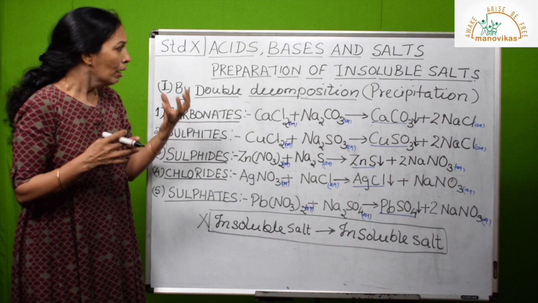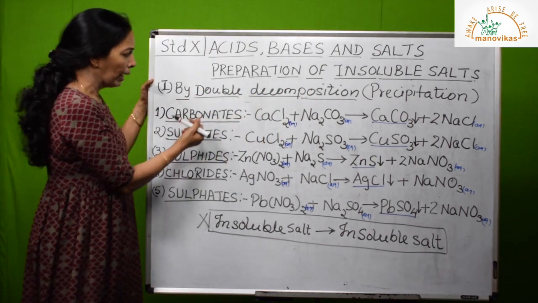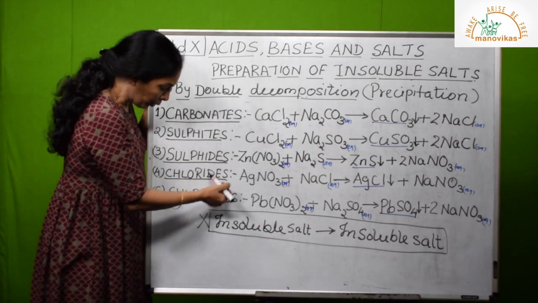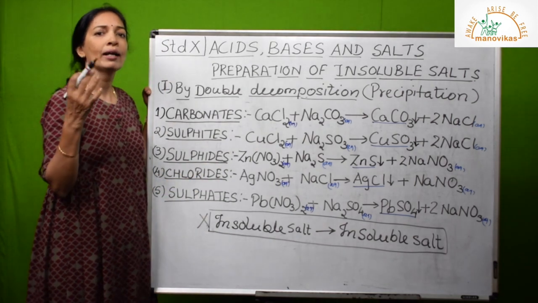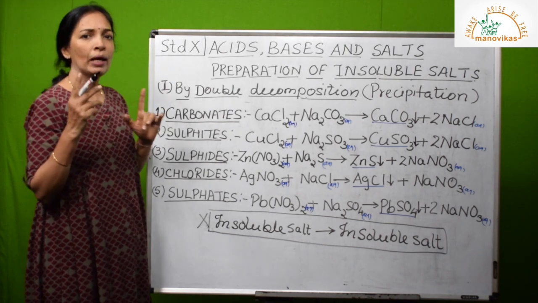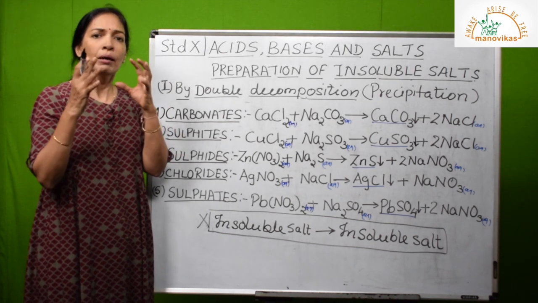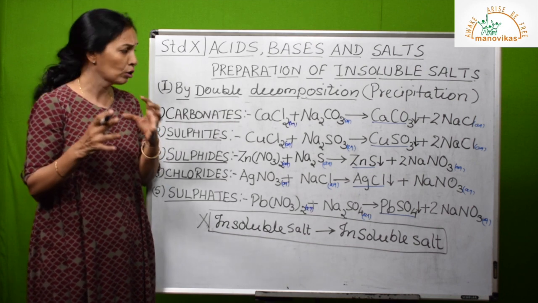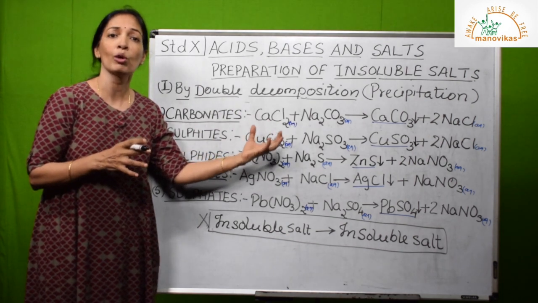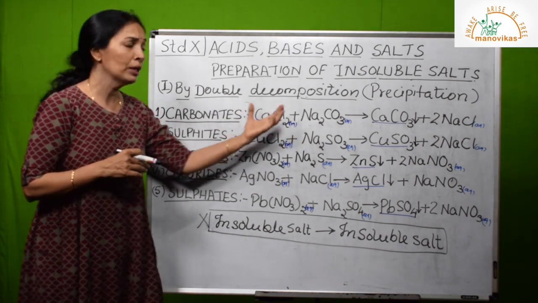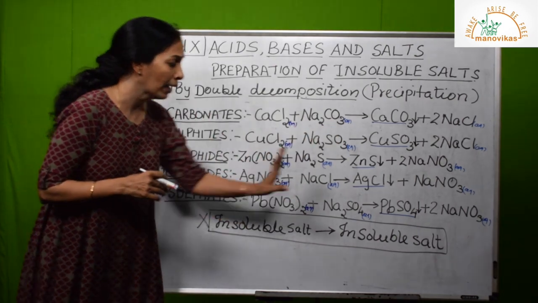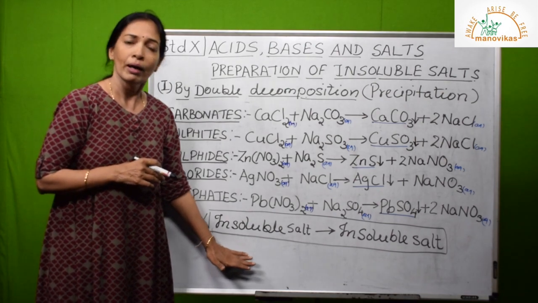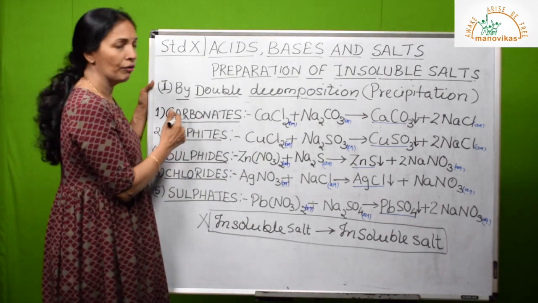In that way you can prepare carbonates, sulfides, chlorides and sulfates which are insoluble. But one thing you all have to remember: whichever sulfate, chloride, carbonate or anything you want to prepare as an insoluble salt, you have to start with soluble salt solutions. You cannot prepare an insoluble salt starting with an insoluble salt. This is the condition. So let us see preparation of carbonates.